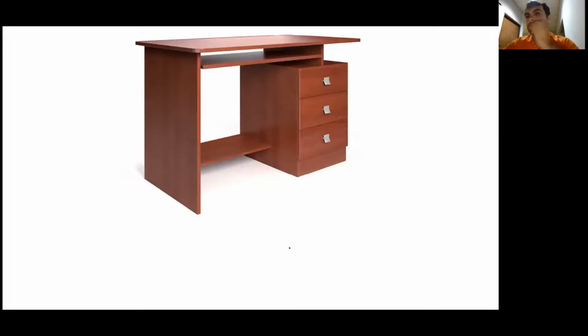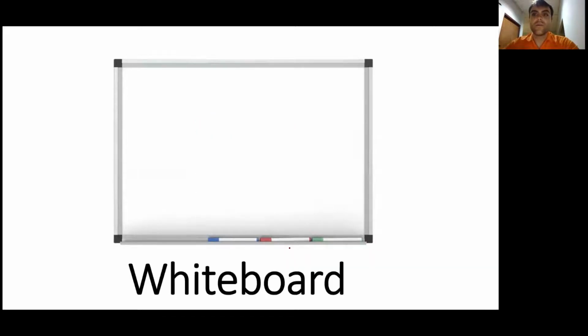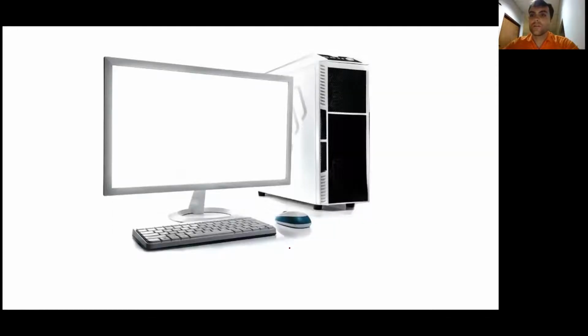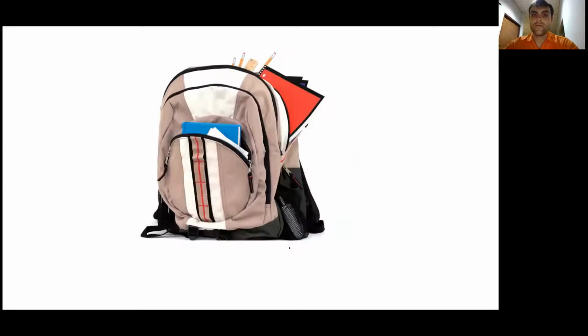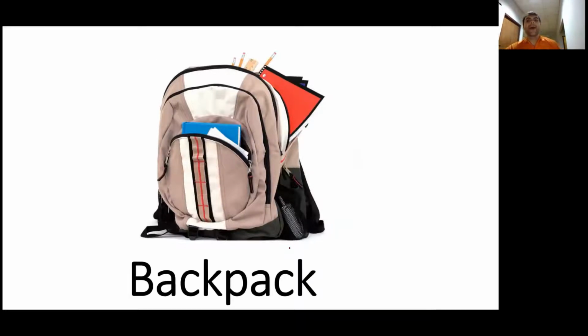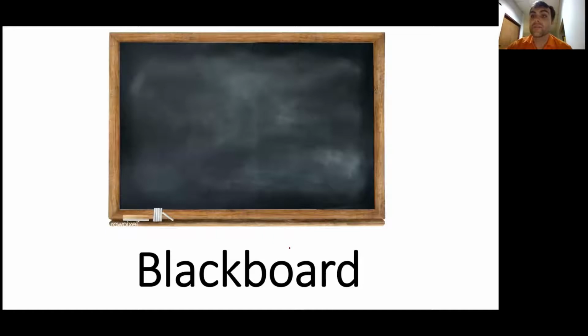How about this one? Right. Desk. What's this? Right. Chair. What's this? Right. Whiteboard. How about this one? Correct. Computer. And what's this? Right. Backpack. And how about this one? Right. Map.